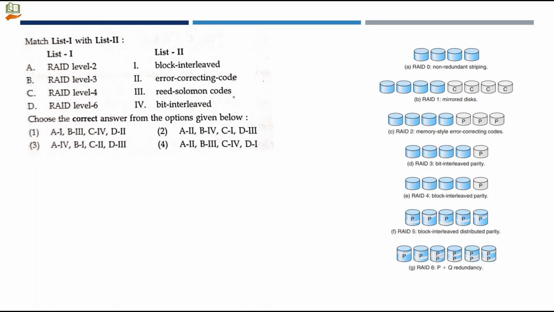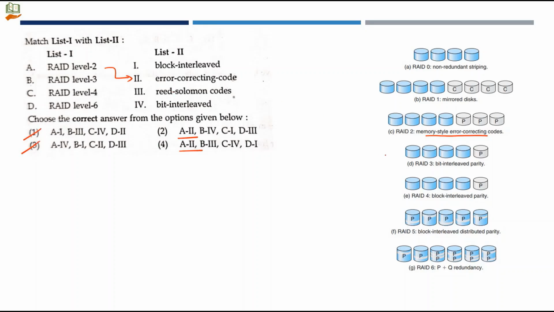Next question, match list 1 with list 2. Let's take the RAID levels here. RAID 0, 1, 2, 3, 4, 5 and 6 are given. So let's match level 2 now. It is memory style error correcting code. We will map A to 2, error correcting code. A2 is available in 2 of the options. We will rule out the other 2.